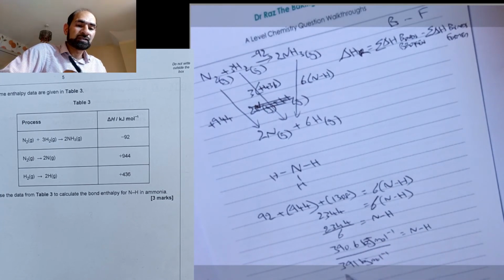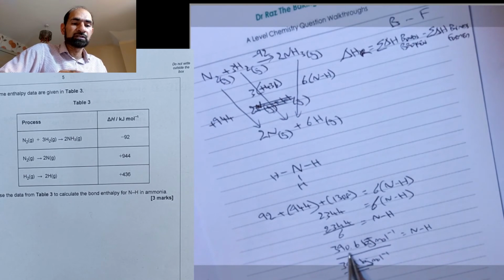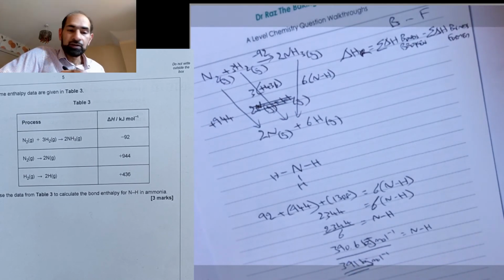Right, I'm going to leave it as 3 sig fig because that makes sense with my answer. Okay, but the minimum is 2 sig fig, 390. Okay, so that's 3 sig fig.